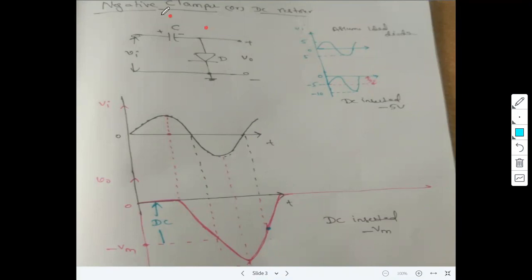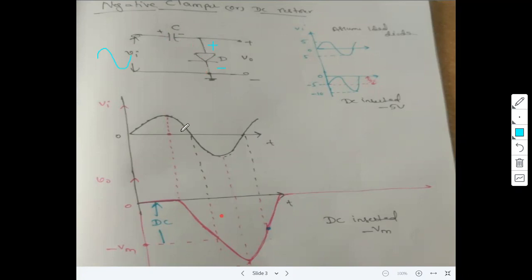Here is the circuit. This one is a negative clamper circuit. The clamper is also called a negative DC restorer. This is a simple architecture. There is a capacitor C and a diode connected in this fashion. This is plus and this is minus. For all clamper circuits, the input is a sinusoidal signal. Remember this one. This is given to the capacitor and diode network.